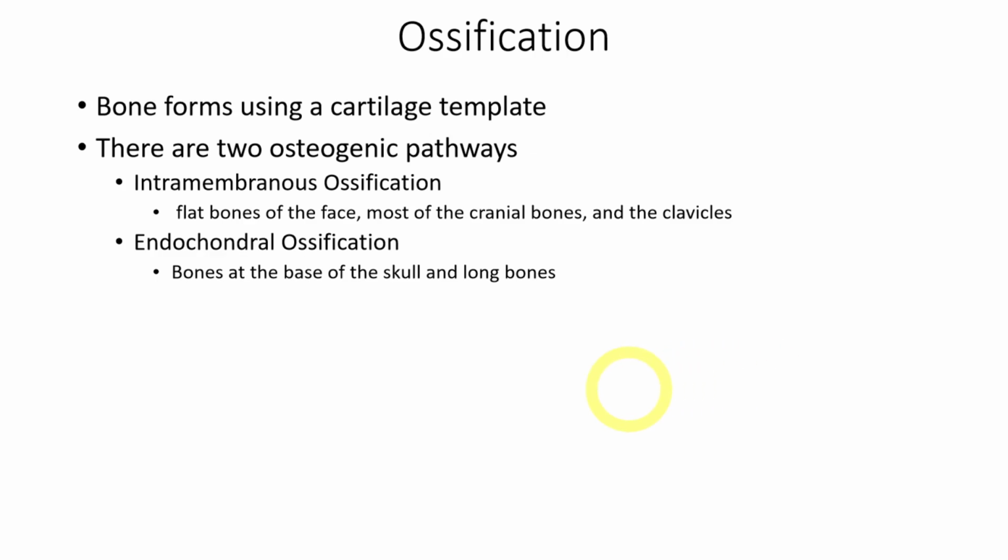So bone formation follows two classic routes. The formation of bones, either way, is called ossification, and usually bones will have a cartilage scaffold to follow along to grow out into their final shape. So cartilage is the template. And then there are two osteogenic pathways here. Intramembranous: the flat bones usually form this way. And endochondral: most of the rest of the bones form this way, the long bones and bones at the base of the skull.